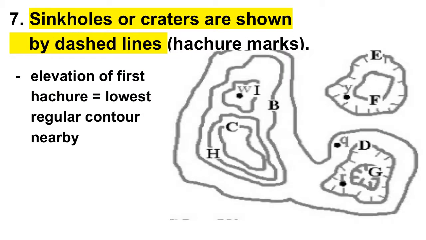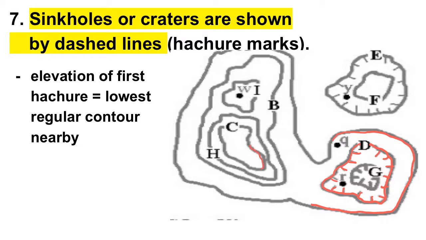And the last one, number 7. Sinkholes or craters are shown by dashed lines, or sometimes they'll call them hachure marks. So you can see that on this map, this is a contour line, but it looks a little bit different than, say, this contour line right here. And that's because it has these little hachure marks, these little dashed lines. These are telling you that this is not a hill. These are sinkholes or craters or holes in the ground.